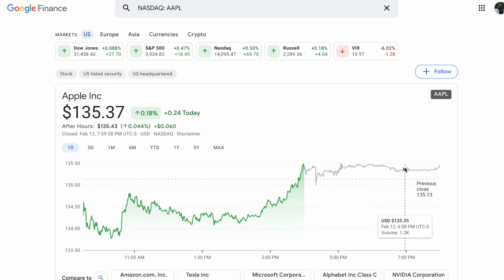Now, you can see that there's this gray line right here. What does that mean? The gray part represents the after hours in the stock market. So although the stock market closes around 4 p.m. Eastern Time or 1 p.m. Pacific, the valuation of the stock still continues to move, but not as frequently, or not as many people trade in after hours than they do during the regular stock market hours.